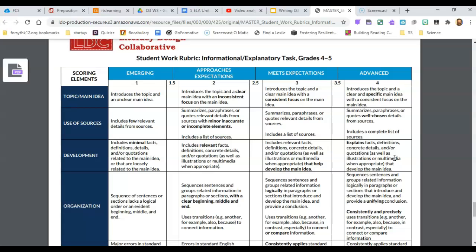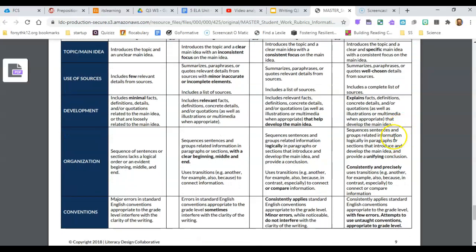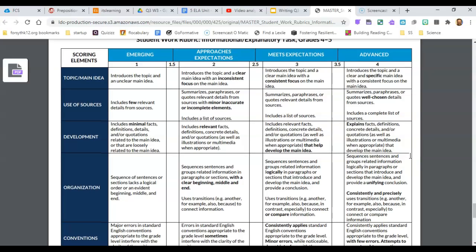This is an important part of all of your writing this year. Of course, as a writer, you develop it. You don't just give a list of things, but you give details. You fully develop your ideas. Organization here sequences sentences, grouped in related information logically in paragraphs or sections that develop that main idea and have a conclusion. So this part of it is just organizing into, really, I'm looking for paragraphs.